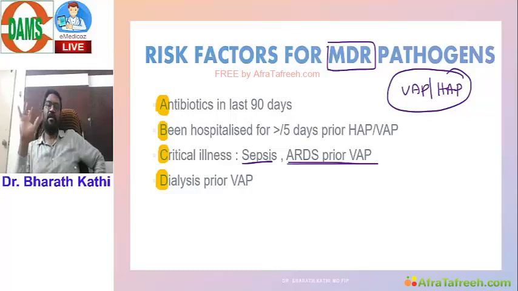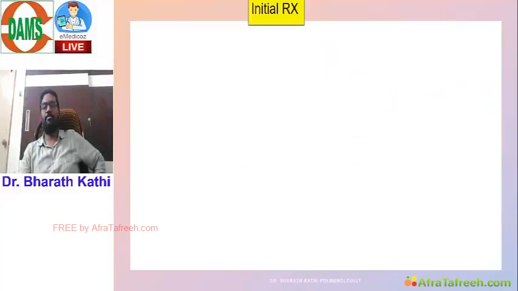But the general risk factors for MDR pathogen: antibiotics, especially IV antibiotics, in the last 3 months, hospitalization for more than 5 days, presence of critical illness, and dialysis prior to VAP. All this indicates the patient is having MDR pathogens.